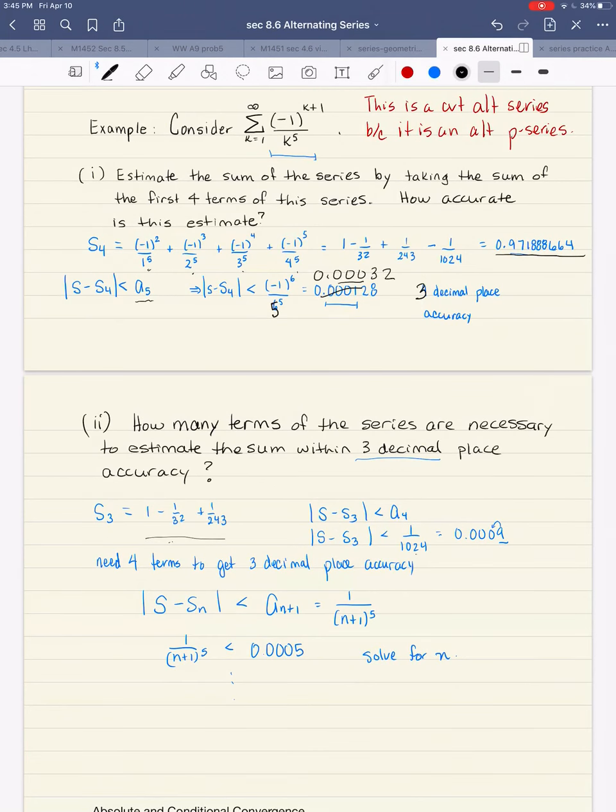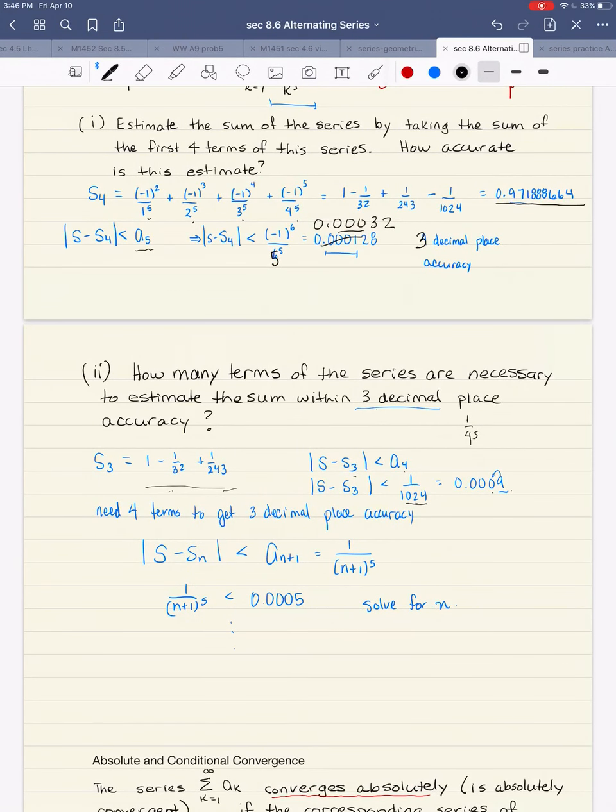Okay, so here's with 3 terms. With 3 terms, it says I don't have 3 decimal place accuracy. I'm adding up the first 3 terms, and the error should be no bigger than the 4th one. But the 4th term is 1 over 4 to the 5th, and that's where I got this 1024. The reciprocal of 1024 is 0.0009, which would affect the 3rd decimal place because it rounds up into there. So you can't add 3 terms to get 3 decimal place accuracy. You'll need the 4 terms.